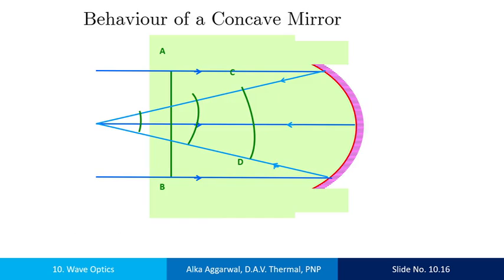Now, the concave mirror acts as a converging mirror because in this case, the rays which hit the mirror at this point are reflected back immediately, while the ray at the center first goes to the mirror and then is reflected. So this ray covers less distance in comparison to this distance. So the shape of the emerging wavefront will be like this.